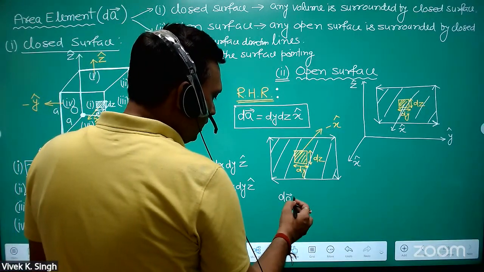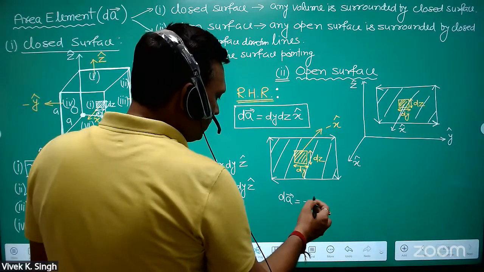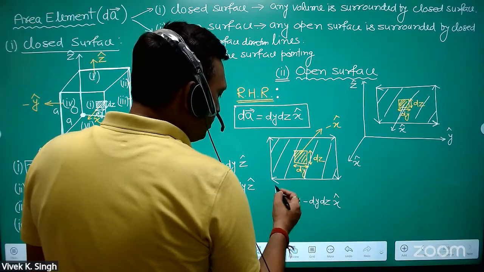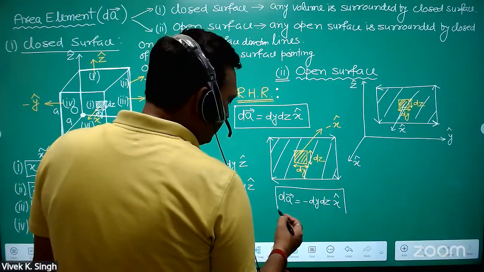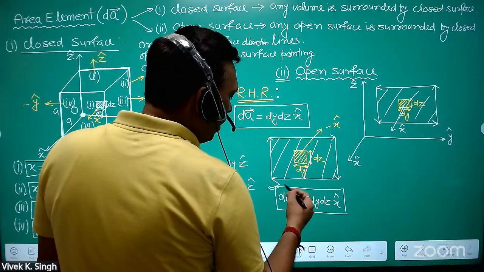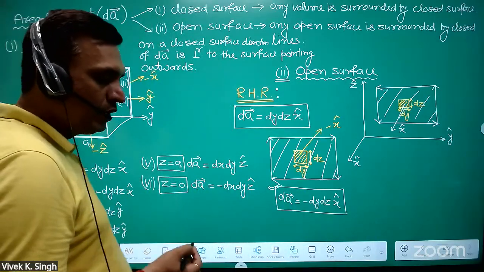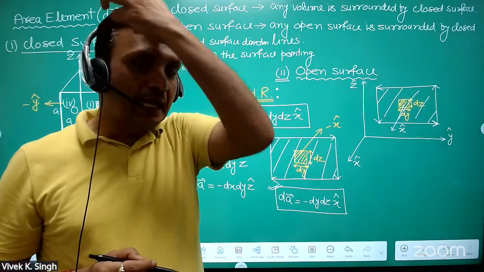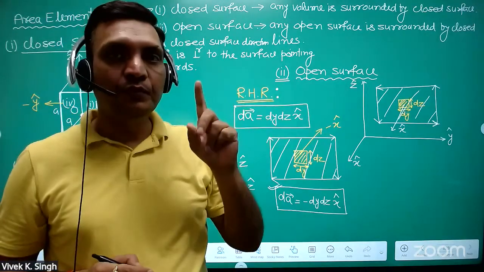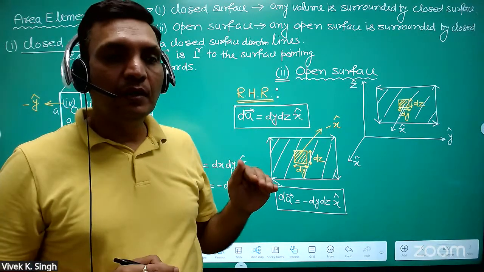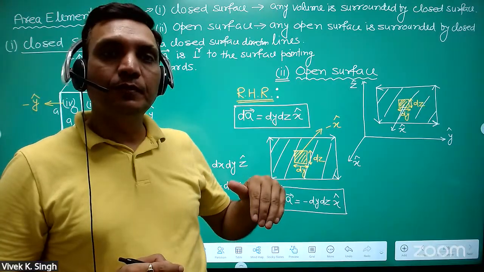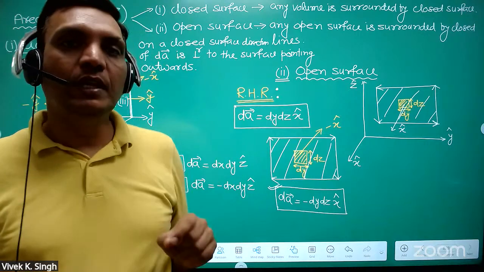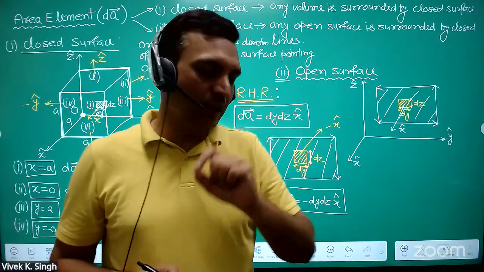So now dA will be minus dy dz x cap. In this way you can write the area element, whether it is a closed surface or an open surface. Whenever you have an open surface, you have to use the right hand rule. So the second time I am using the right hand rule. In the first case, we discussed the direction of the cross product of two vectors using the right hand rule. But this is the direction of dA on an open surface. Is it clear?